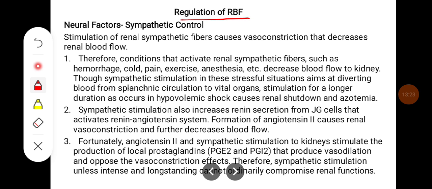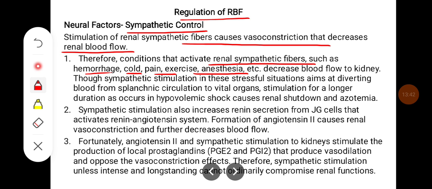Regulation of renal blood flow. The neural factors, the sympathetic control. Stimulation of renal sympathetic fibers causes vasoconstriction that decreases the renal blood flow. Therefore, conditions that activate renal sympathetic fibers, such as hemorrhage, cold, pain, exercise, and anesthesia, decrease blood flow to the kidney.